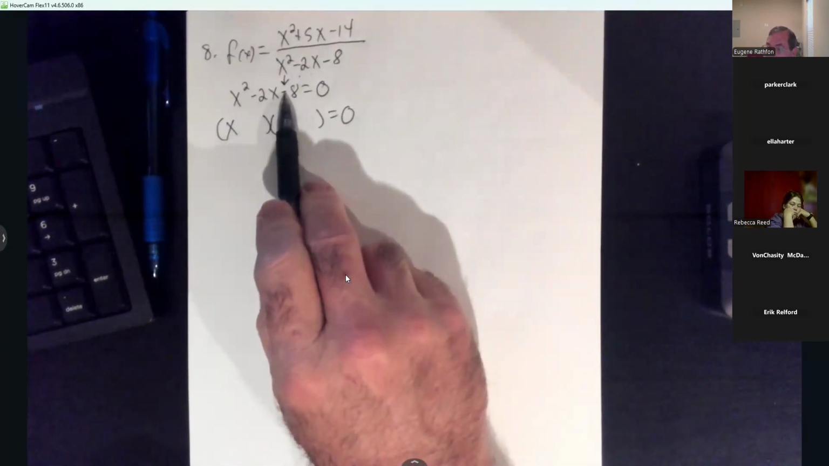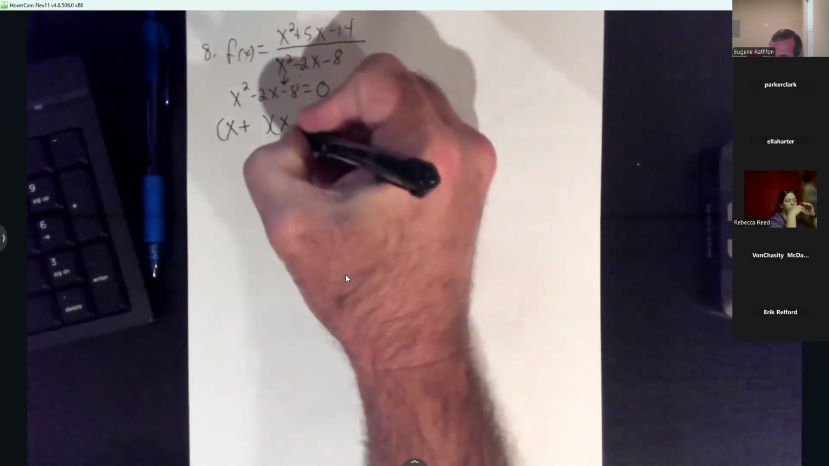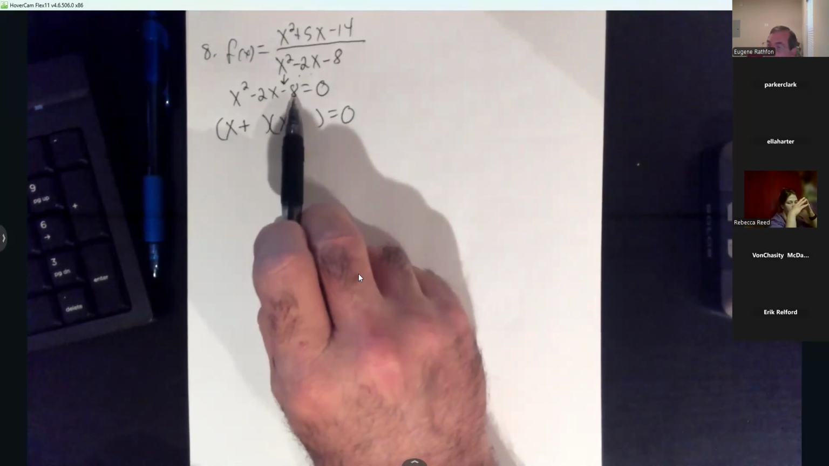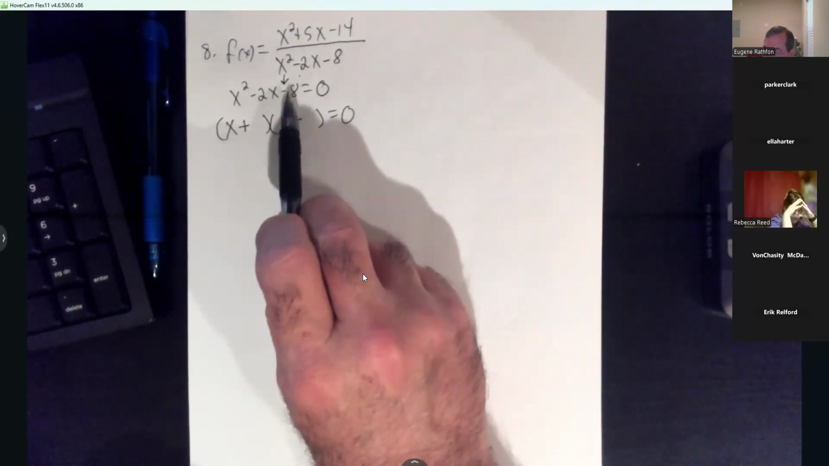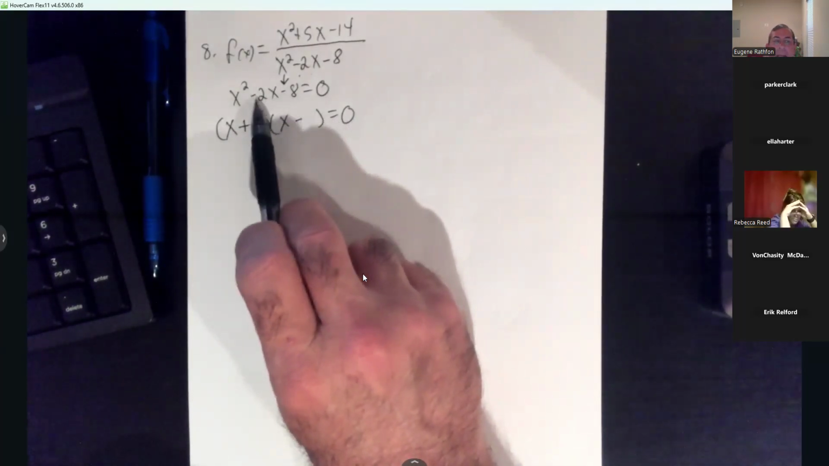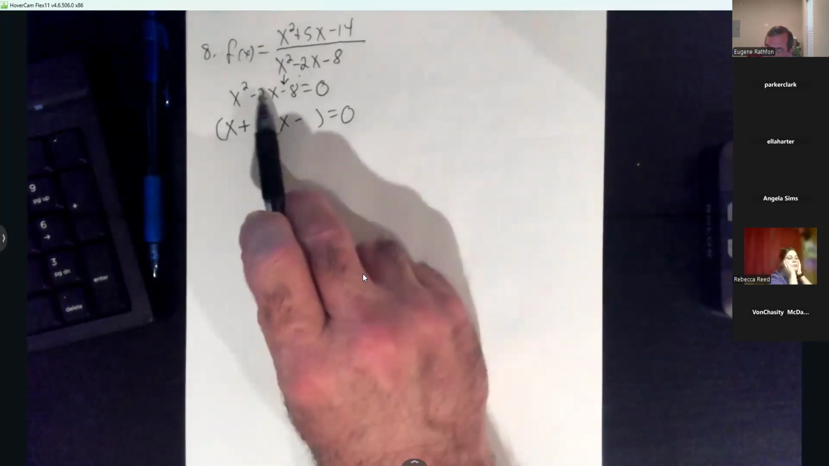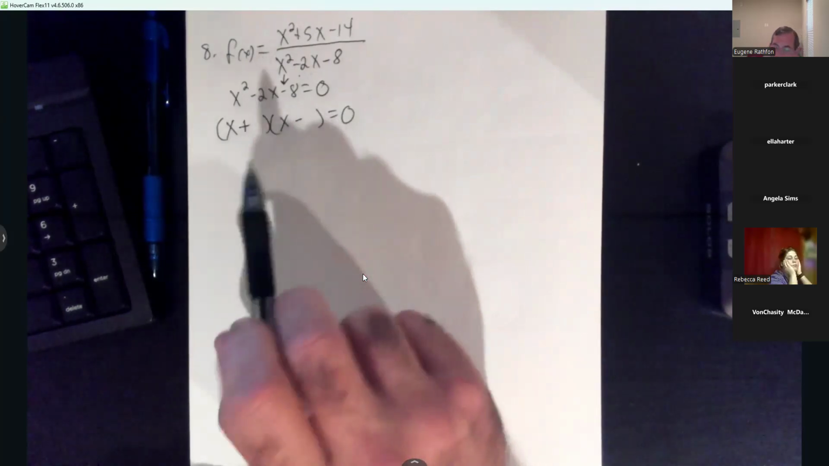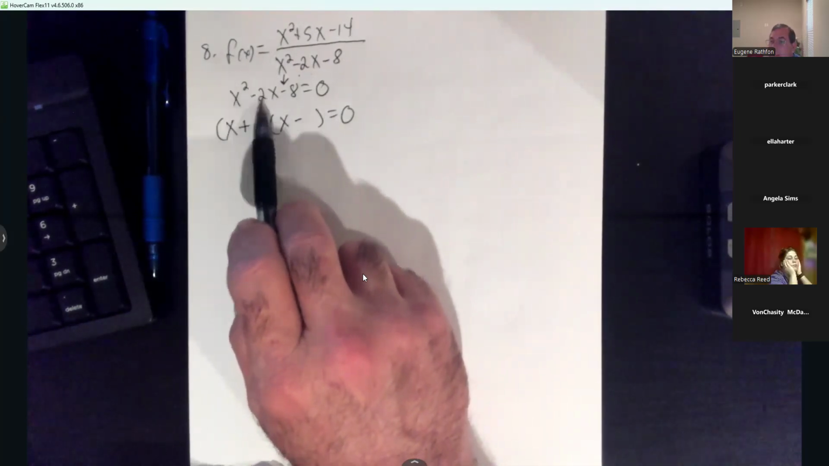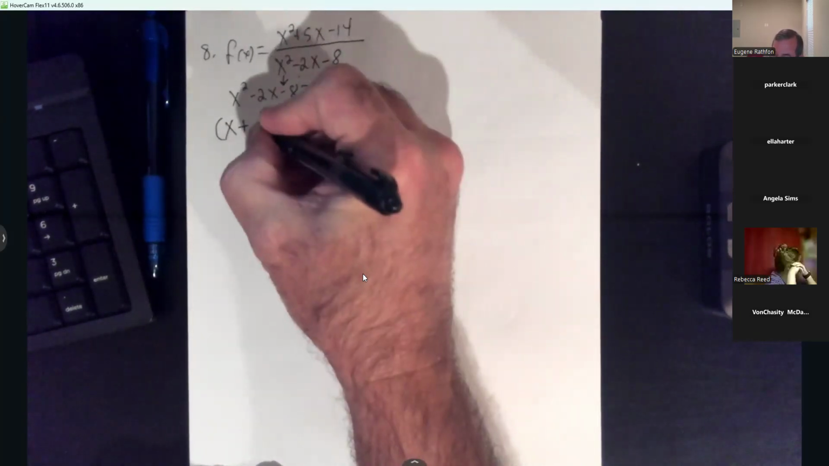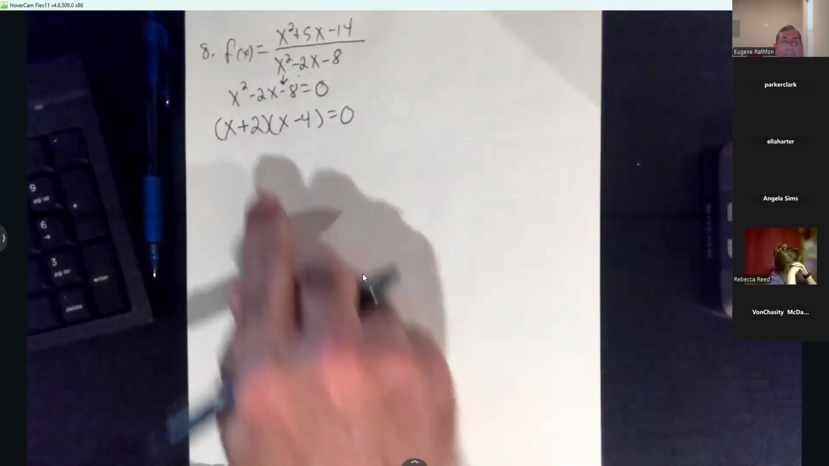If the last number is negative, these factors will have unlike signs. Now, find me factors of 8 that will subtract and give me a 2. So factors of 8 that have a difference of 2. I know it's 4 and 2, and the larger one will be negative since the middle is negative. So, Christina, you're perfect. You got the -4 and a +2.